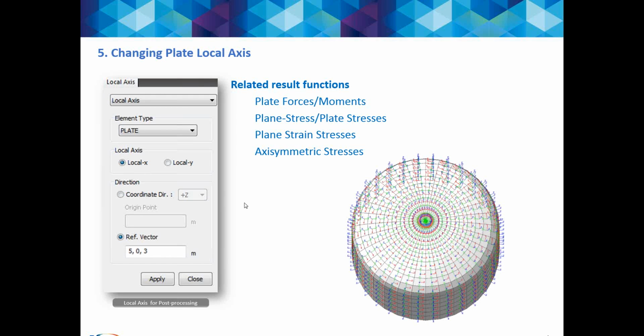I would like to move to the next feature, changing plate local axis. In the previous version, when you were dealing with plate elements with unstructured meshes or cylindrical shape, you may have felt that the rotation of the plate element was a little inconvenient. In the new version, the plate local axis for checking the results can be aligned along the global axis or cylindrical axis. Or you can even directly specify the reference vector for the local axis direction of the plate elements.